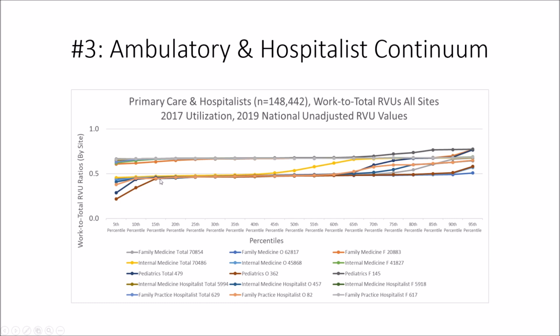A gradual increase in those ratios is evident in the upper half of the distribution that generally tops out at the hospitalist level. Some primary care physicians work predominantly in ambulatory settings. Some are dedicated hospitalists, and some bounce back and forth between both settings. This distribution illustrates the fairly predictable continuum of work to total RVU ratios between ambulatory and hospital settings.